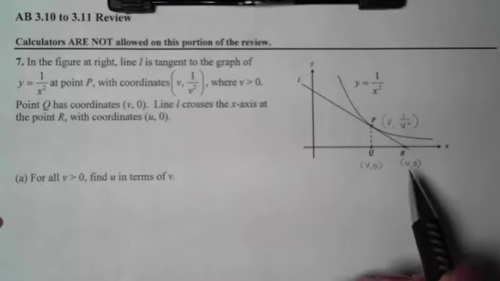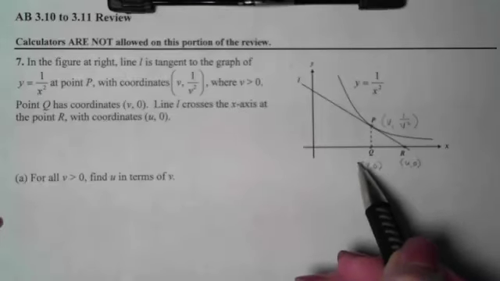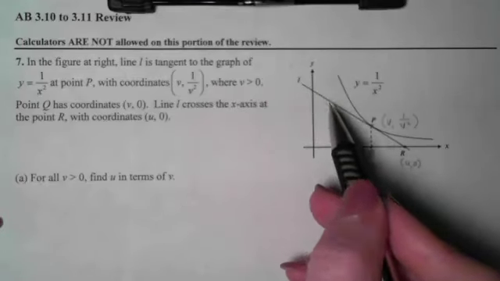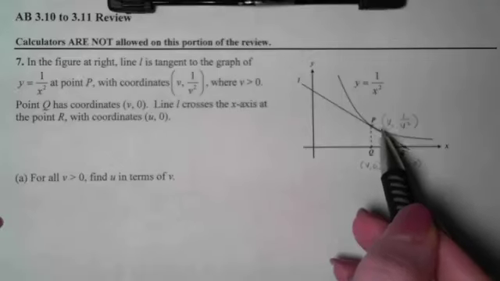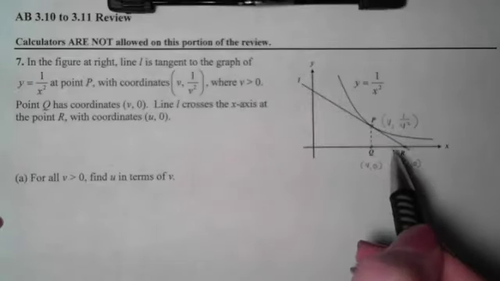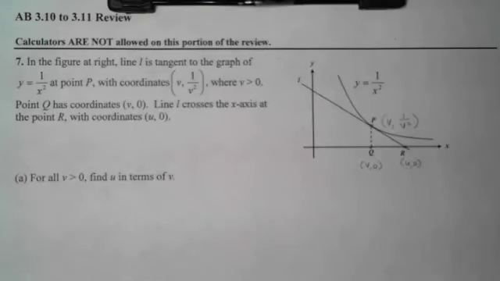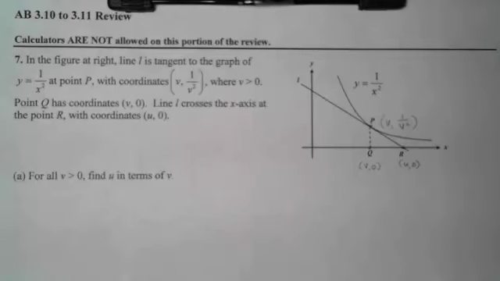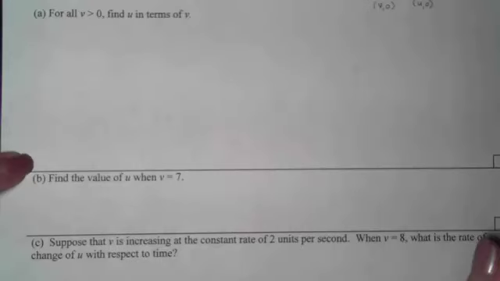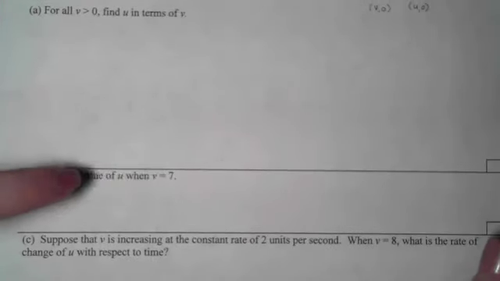That means we've got to somehow connect u to v, and the thing that they have in common is this line at P, which involves v. So we need to write the equation of the line and then find its x-coordinate. That's how part A is going to work. When we do that, we'll have a relationship between u and v. That will help us in part B, where we can plug in v is 7 and figure out what u is.